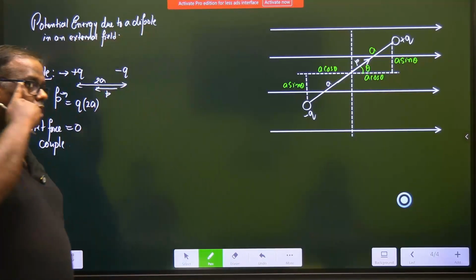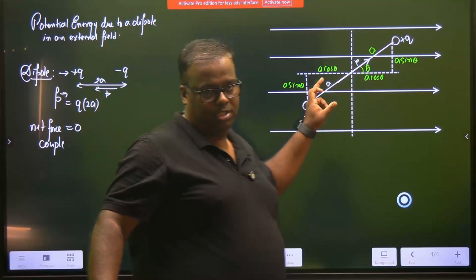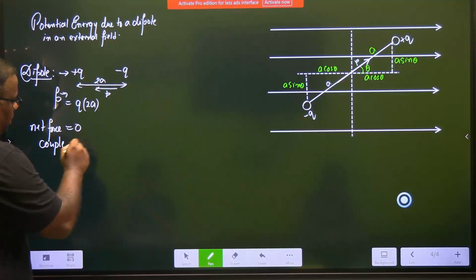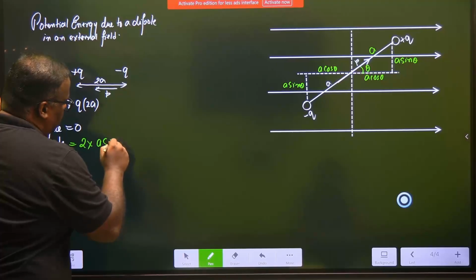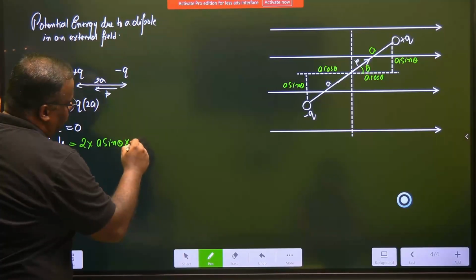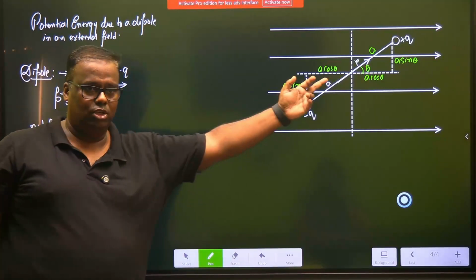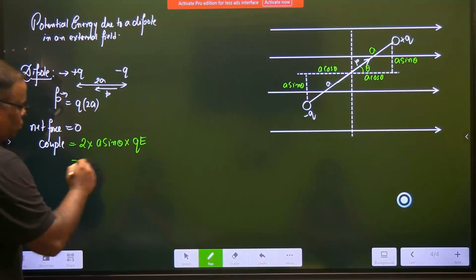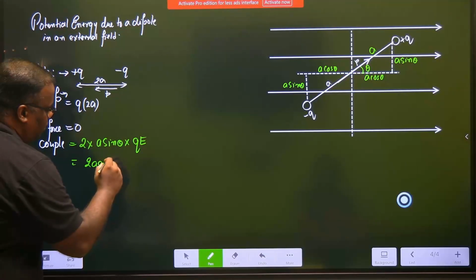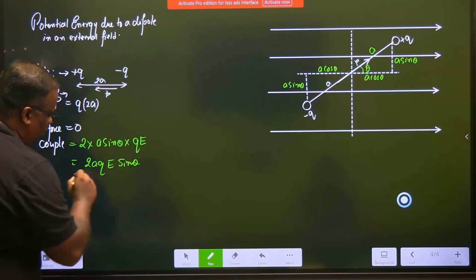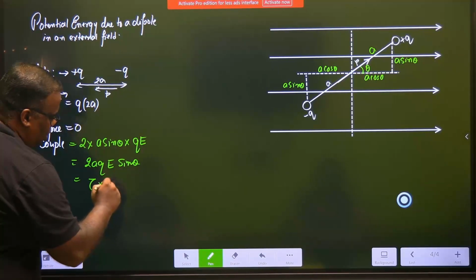So what is a couple? A couple is force multiplied by the distance, twice of this. So this couple is 2 times A sine theta multiplied by QE. QE is the force, QE this side, QE that side. And this is nothing but your torque: 2A and Q, and then you have E into sine theta. So this was nothing but the torque, 2aq into E sine theta.